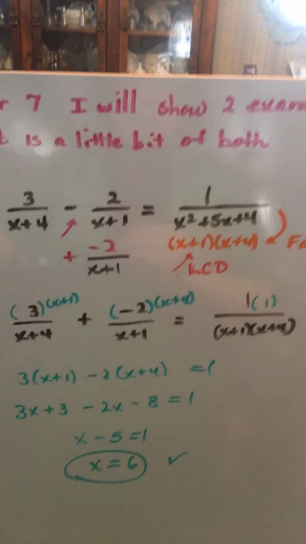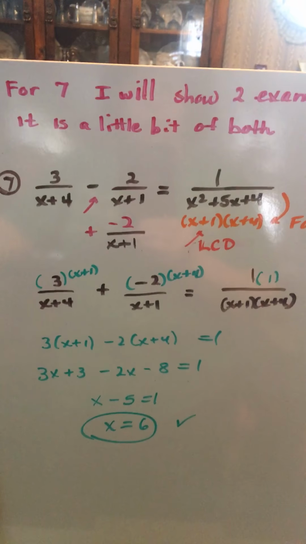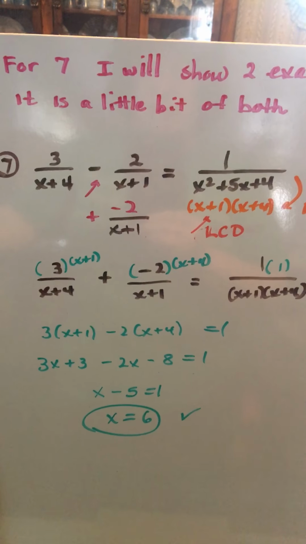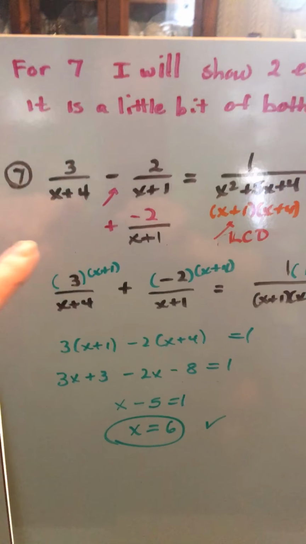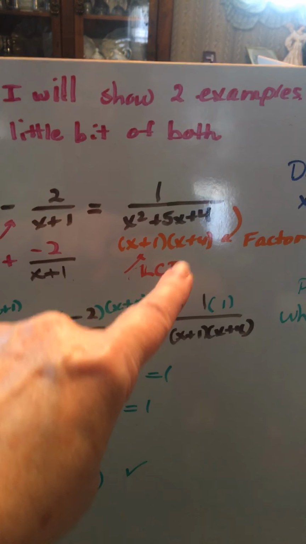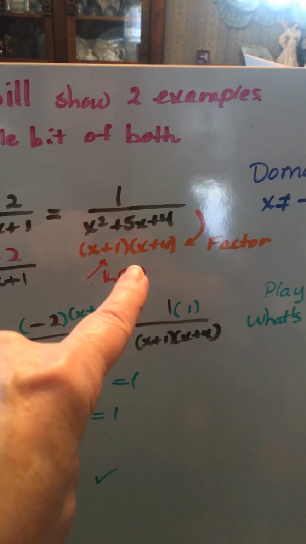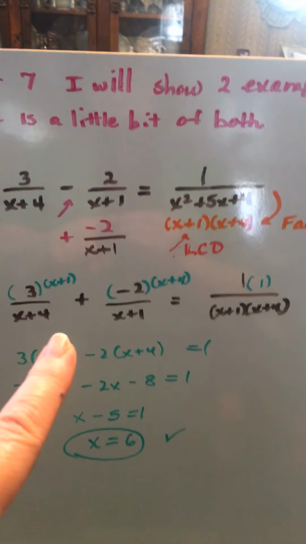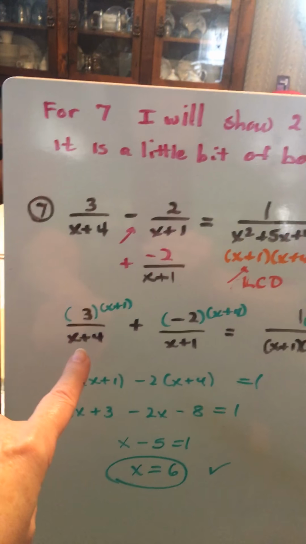Now for problem 7 on your worksheet, I'm going to show 2 examples out of your notes, examples 7 and 8, because it's a little bit of both. So for this one, just like the other one, I have to add the opposite. I have to factor. That is my lowest common denominator. I can't have -4 and -1. So I'm going to play what's missing.